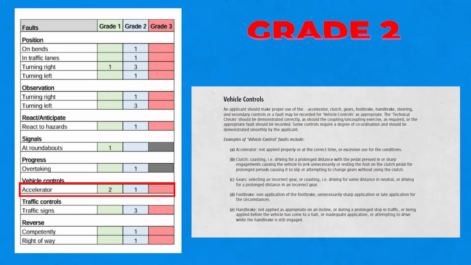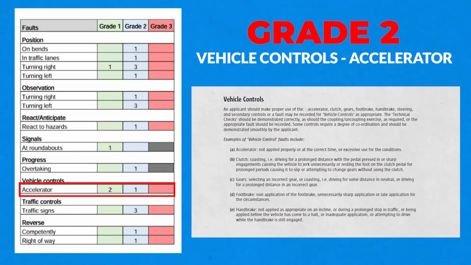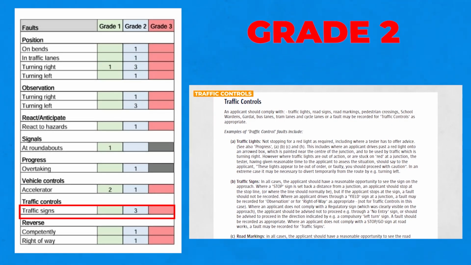Next we see he picked up a grade 2 for accelerator. This usually means that he just pressed the accelerator too hard, or as they say in the RSA marking sheet guidelines, excessive use. So remember, not pressing your accelerator so hard and getting up your gears that little bit earlier. Next we see he picked up 3 grade 2s for traffic signs.